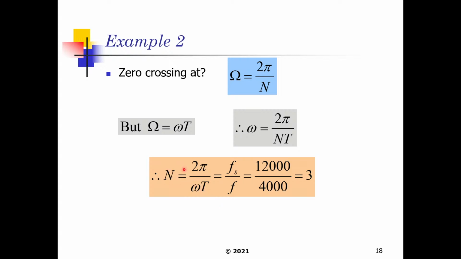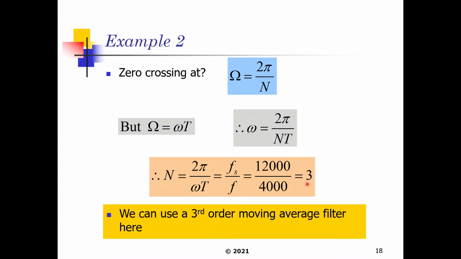Basically, n here, when we do the remappings accordingly, is equal to the sampling frequency divided by the first null frequency. We were given the sampling frequency, which is 12 kilohertz, and the first null frequency being 4 kilohertz. So n here will resolve to the value of 3. As such, because now we know n is 3, that means our moving average filter for this design is going to be a third order moving average filter.